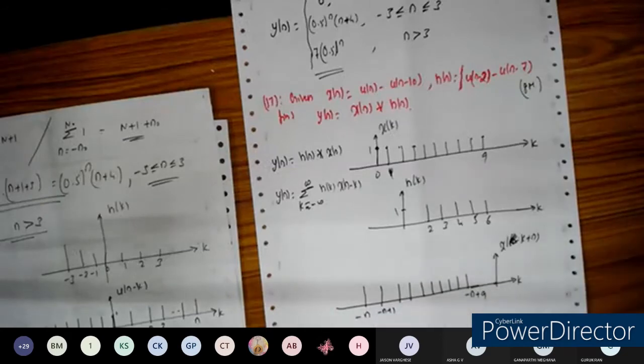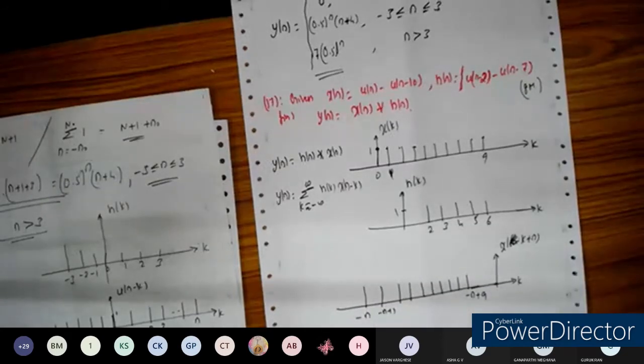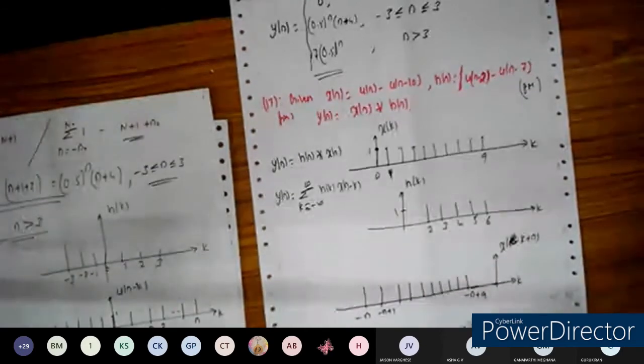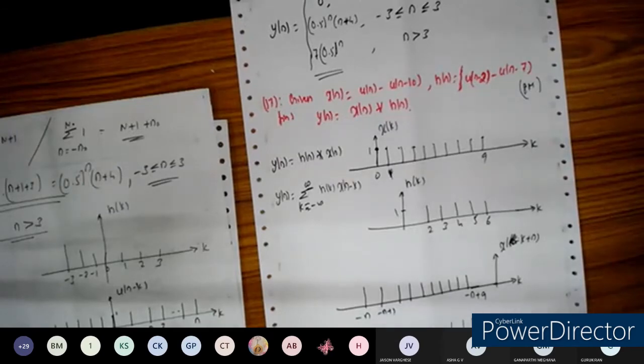Now let us take the reflection of this one. So this will become x of n minus k. N minus k means this will go to that side, it will become plus n. So this one, plus n minus 1. So like that, 0, 1, 2, 3, 4, 5, 6, 7, 8, 9.